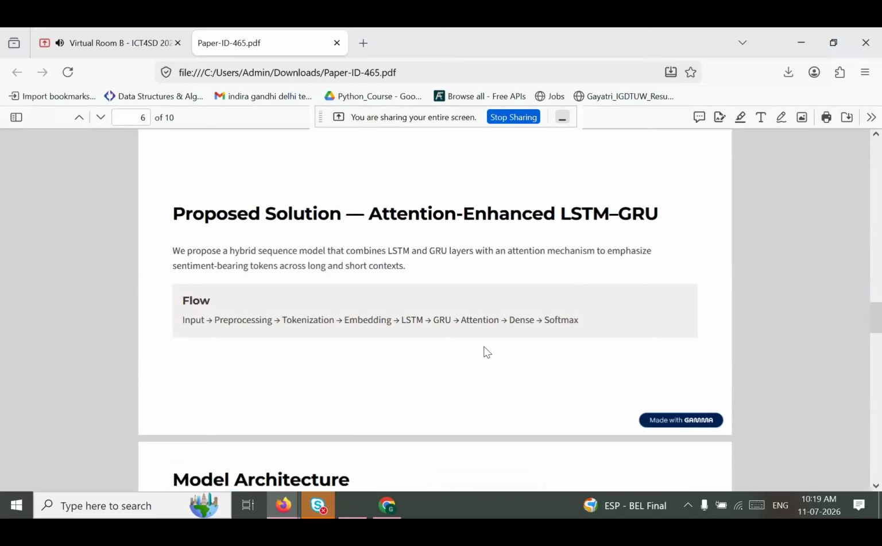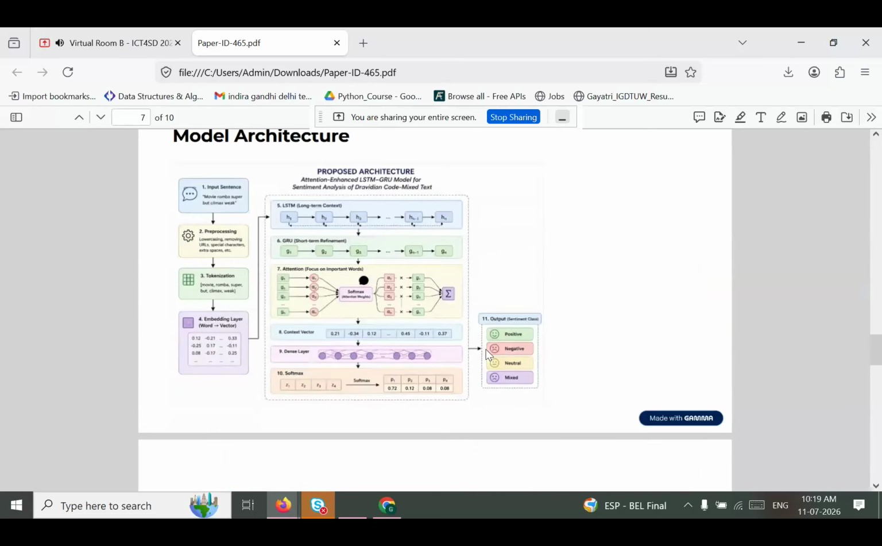Talking about the proposed methodology. So first, the input sentence is tokenized and each word is converted into a dense vector using an embedding layer. The embeddings are passed to the LSTM layer, which captures long-term contextual information. The output of the LSTM is then passed to the GRU layer, which efficiently captures short-term dependencies while reducing computational complexity.